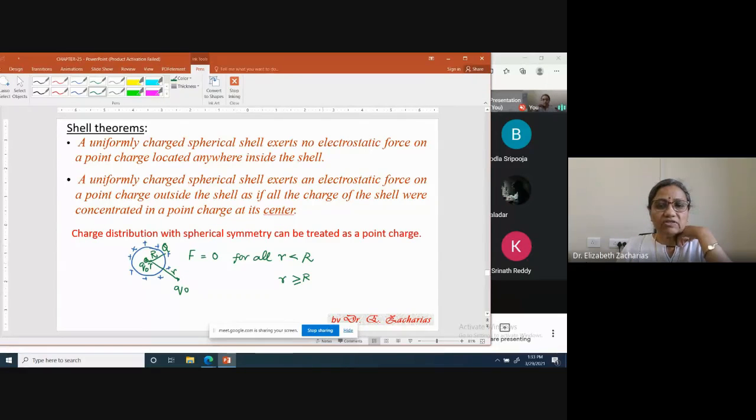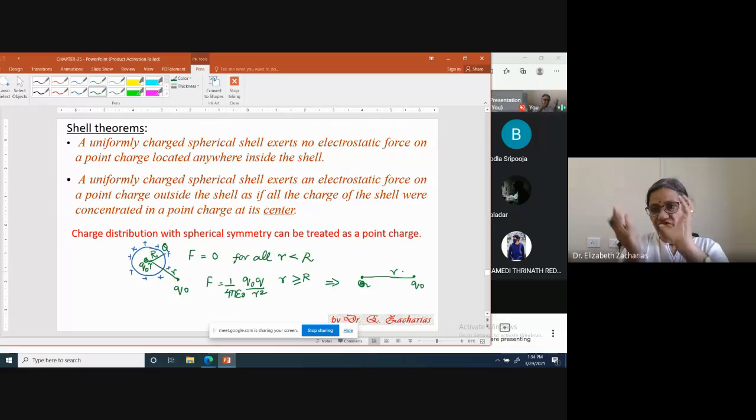Or in other words, when small r is greater than capital R, the force will be simply equal to 1 by 4 pi epsilon naught Q naught Q divided by r square. That is, the sphere will appear like a point charge Q separated from Q naught by a distance r. I hope this is clear to you. First shell theorem and second shell theorem. So simply, if you have a uniformly charged spherical shell, any charge placed inside will not experience any force. But the minute you place that point charge outside, this outside charge will see the shell as a point charge. So that's what is shell theorem 2.